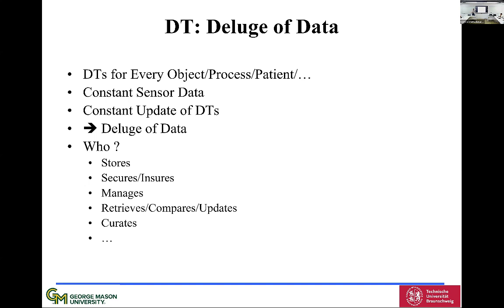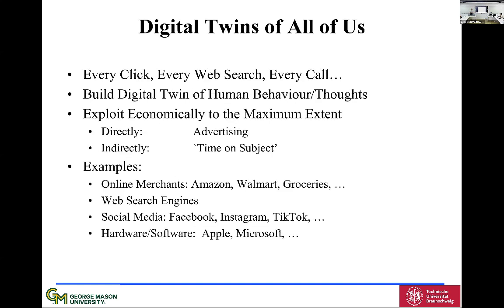Okay, so the question is, because we have this constant sensor data and this constant update of the digital twins, we have this massive amount of data that is coming. And the question is, who manages that? Who stores, secures, manages, and so on and so forth? So great business opportunity for Microsoft, AWS, and some of the larger players in this. And this is perhaps the ultimate digital twin that none of us knows, but happens in the background.